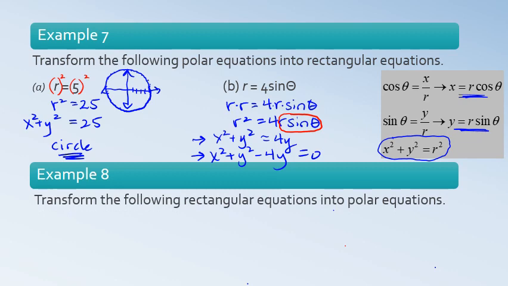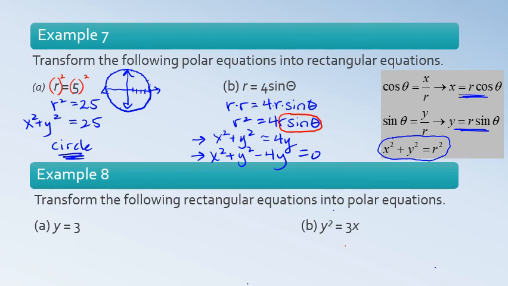Example 8. Now we have a rectangular equation and we want to change that into a polar equation. So these I think we know a little bit more about. What does y equals 3 look like? If you were to put this into your calculator, y equals 3, I believe, is a horizontal line. So let's see what we've got here.